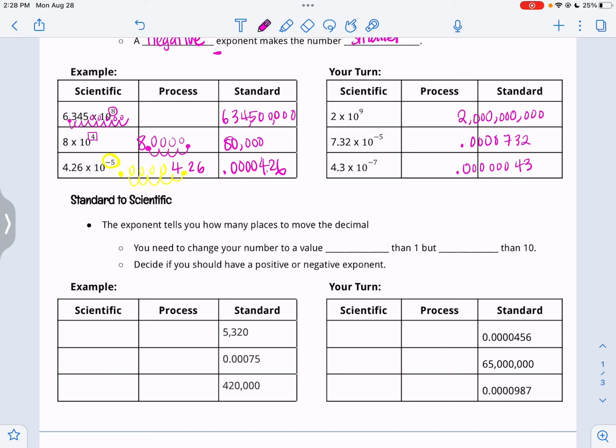Standard to scientific. The exponent tells you how many places to move the decimal. You need to change your number to a value greater than 1 but less than 10. And then decide if you should have a positive or a negative exponent. Positive exponent if the standard form is greater than 1.